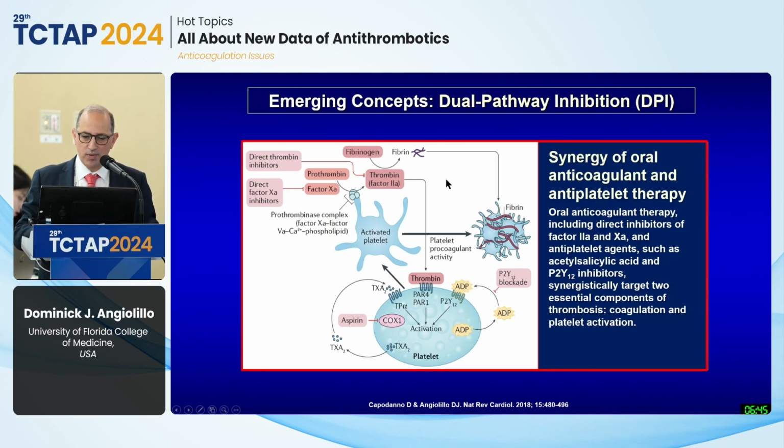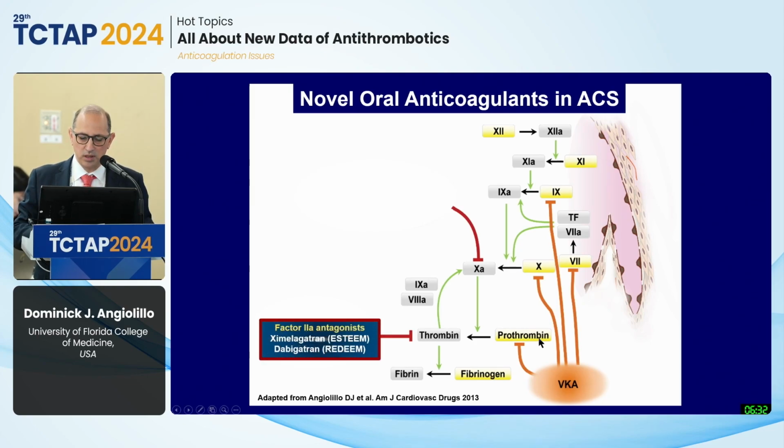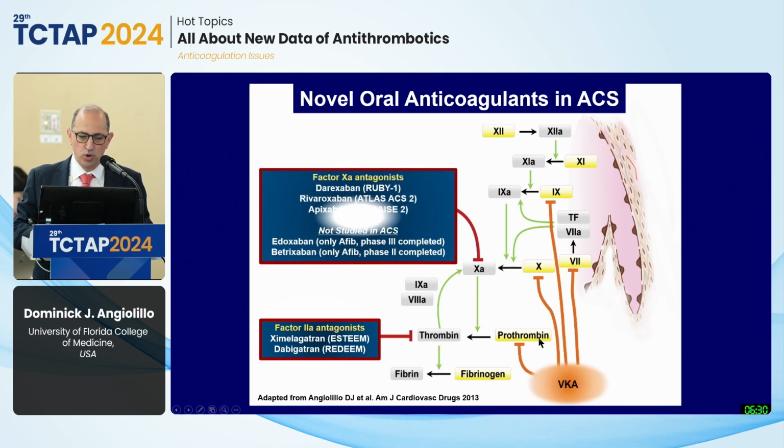Now, the concept of adding an anticoagulant to an antiplatelet in ACS is an old concept. We knew about this with the use of vitamin K antagonists. With the introduction of the NOACs, these had been extensively tested, and for the most part, these trials actually failed, with the exception of one trial, which was the Atlas ACS, using the vascular dose of rivaroxaban, but this was on top of clopidogrel, so as a strategy, it was really never implemented.